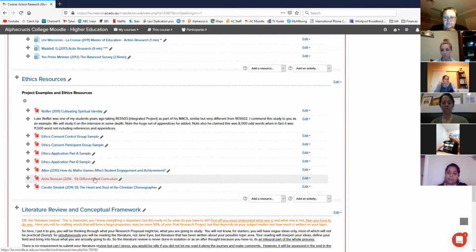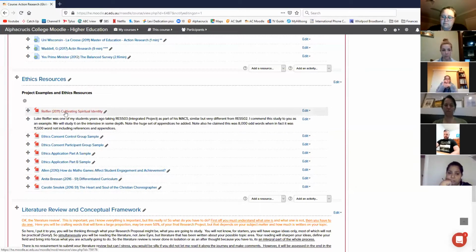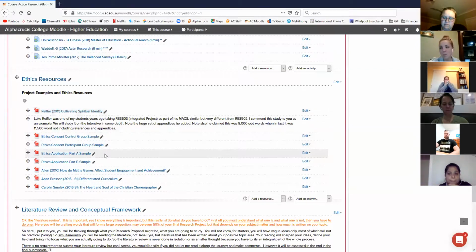In terms of what you study, we'll spend a fair bit of today talking about that. This one here, Reifler, Cultivating Spiritual Identity, it's sort of action research, but it's not. And it wasn't done for education, although it was done in a school. It was done under another award. It's longer, much longer than you have to do. But again, it might be worth having a look at that one.